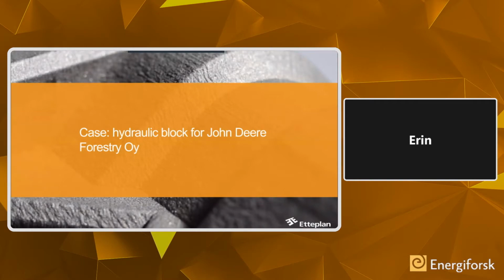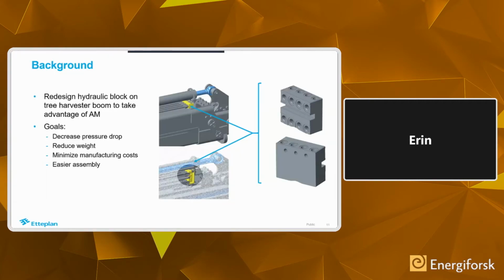So now I'll move on to these real cases that we have, so I can show what we're actually doing and how we're using these experts and tools. To start with, I will look at a hydraulic block that we created for John Deere. This is a hydraulic block that is positioned on the boom of a tree harvester, and we were asked to redesign this part to really take advantage of additive manufacturing.